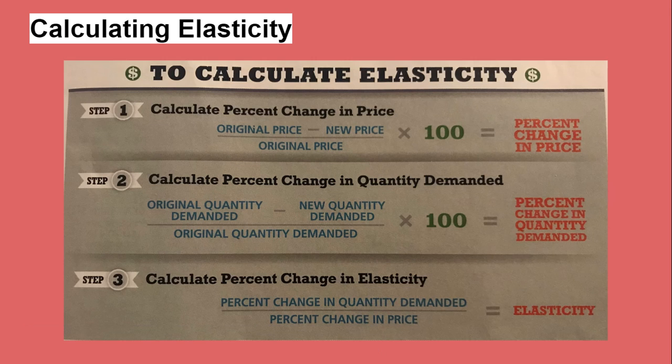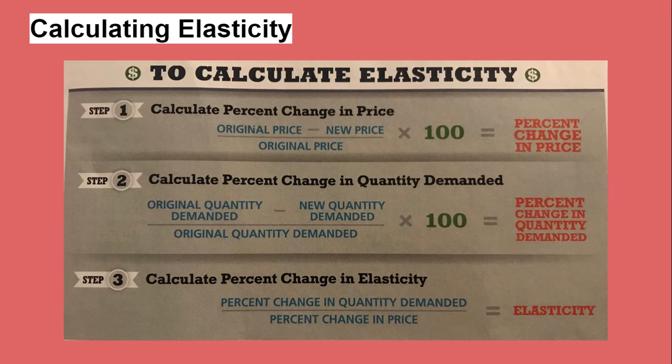Okay, so first you're looking at price. So you would take the original price of an item and subtract that from the new price and then divide that by the original price. Always multiply by 100, and then you're going to get your percent change in price. That's step one. Step two, you're going to calculate percent change in quantity demanded.